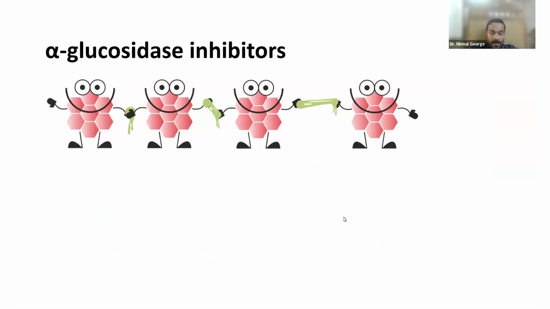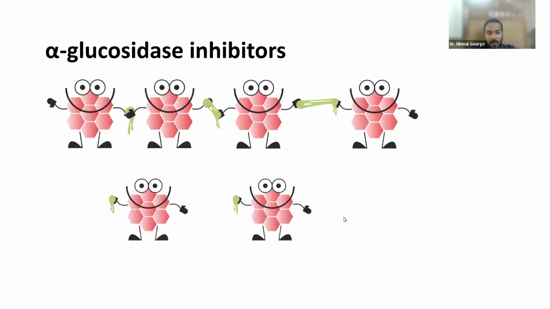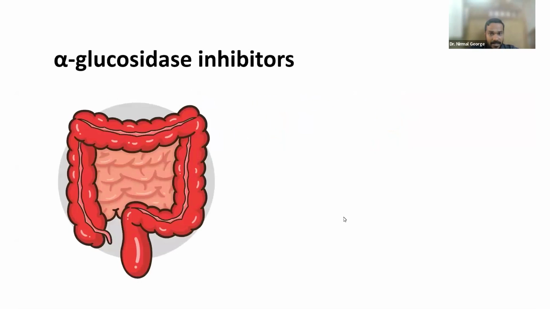These agents will reduce the gastrointestinal absorption of glucose. So the complex carbohydrates are broken down into simple carbohydrates by the help of an enzyme called alpha glucosidase, which is present in the brush bordered epithelium of the intestinal cells. And these complex carbohydrates include starch, dextrin, disaccharides, etc. And these will be absorbed by the intestine. So inhibiting this enzyme will reduce the gastrointestinal absorption of glucose.